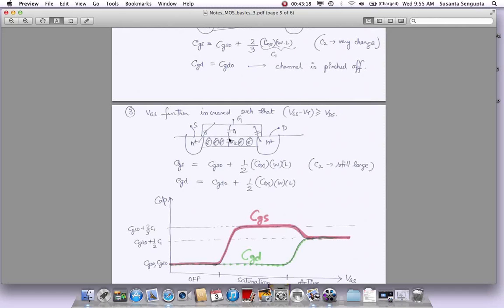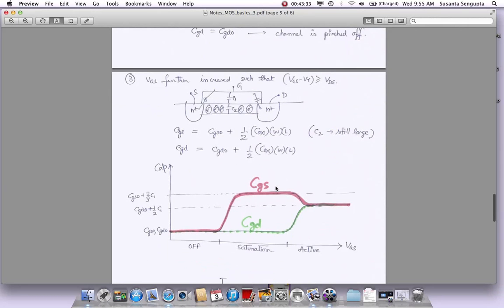And again here we are assuming that C2 is pretty large because change in the gate to source bias is causing the channel charge to change very fast, such that this C2 is very, very high. So C2 does not dominate, it's C1 that dominates at that point.